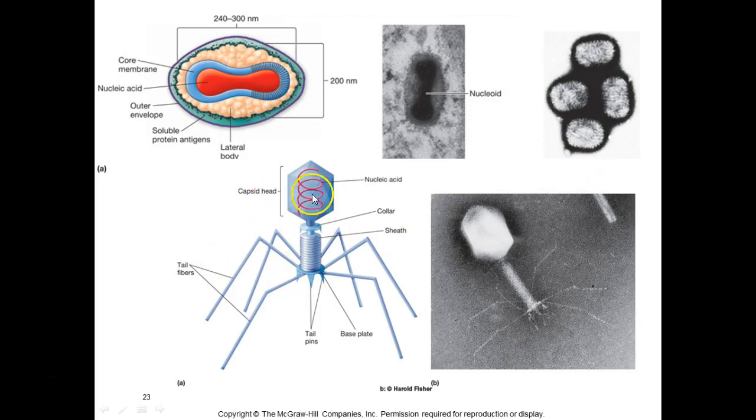These guys are super cool. Notice it almost looks like an isohedral, but it's not. It has that protein coat, but then other protein appendages, right? This guy looks like a crazy spaceship.